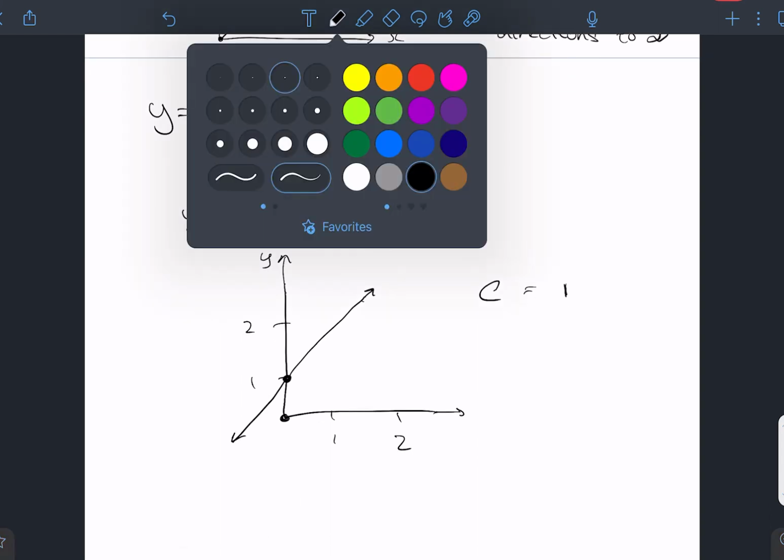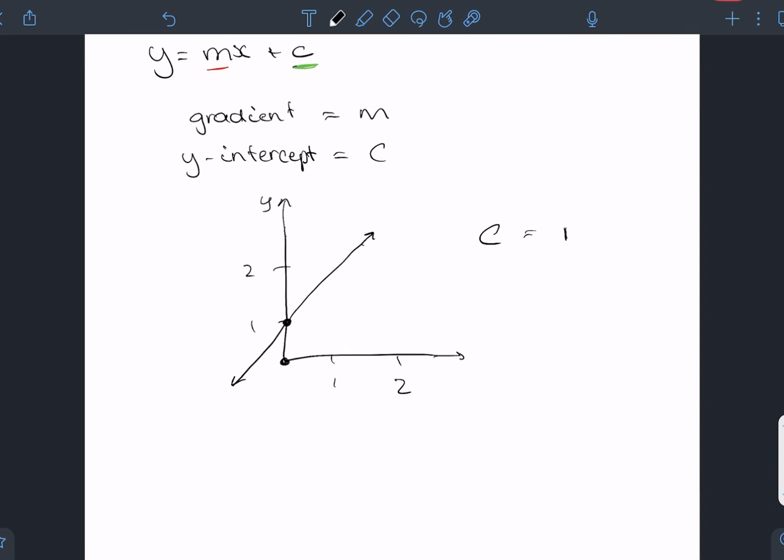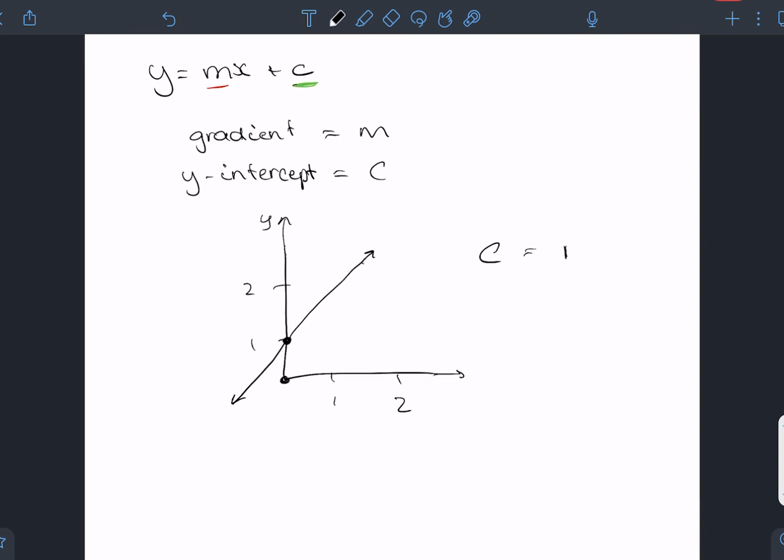All right. So this is all for this first video. In the next video, we'll be going over more on the gradient and how to actually solve for the gradient.